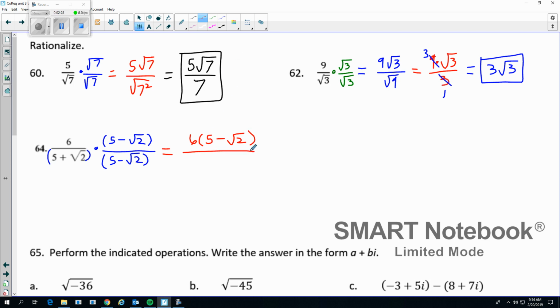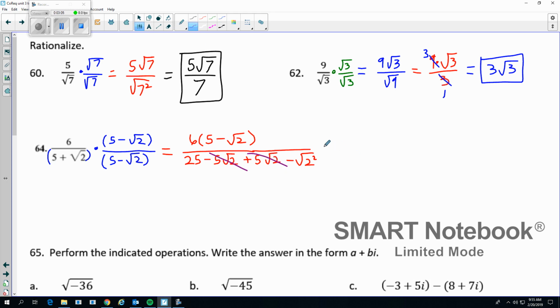And then on bottom, we are going to go ahead and FOIL this. So 5 times 5 is 25. 5 times minus square root of 2 is going to be minus 5 square root of 2. Square root of 2 times 5, that turns into a plus 5 square root of 2. So those are going to cancel each other out in a second. And then square root of 2 times a minus square root of 2 is going to be minus 2 squared, or you could put a 4. It doesn't really matter. We'll get the same result at the end there. And so, like I had mentioned, these cancel out.